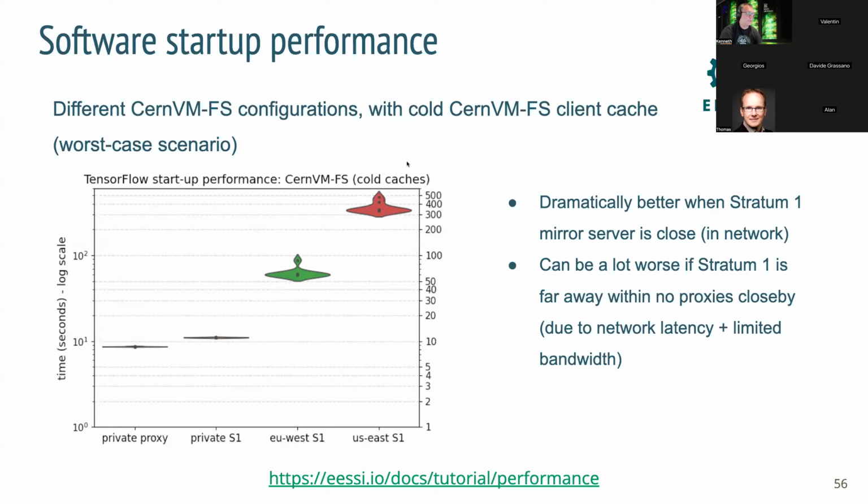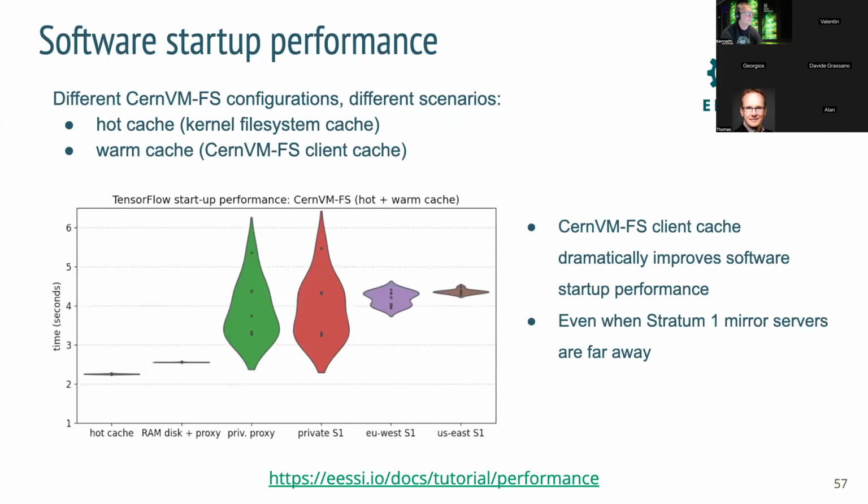Now this is in a cold cache scenario, which is the absolute worst case scenario. That's where CernVM-FS has to download all the data before it can complete the request. But that's also not really a realistic case. At least some parts of the software you need will probably be already cached closer to you, either in your proxy server or on the local disk of the client.